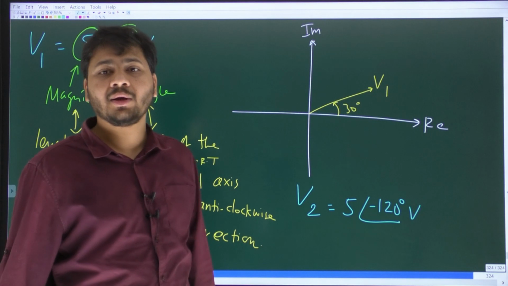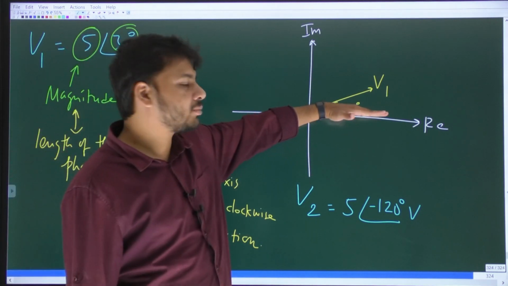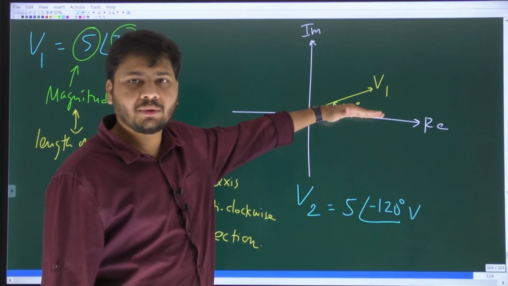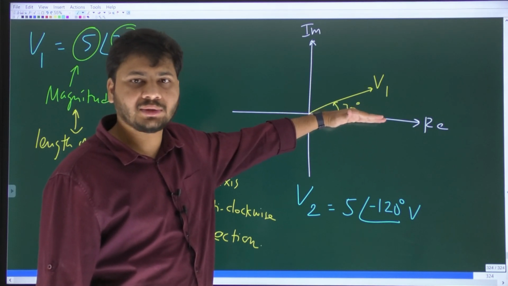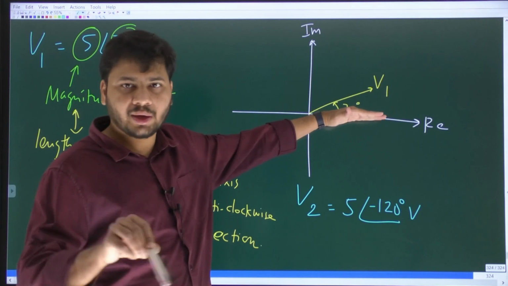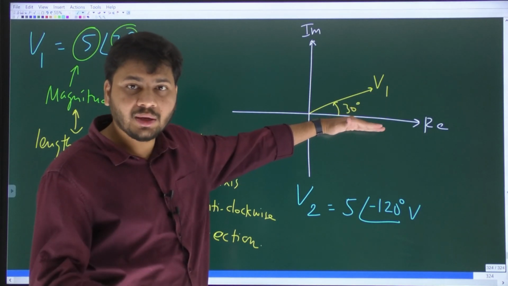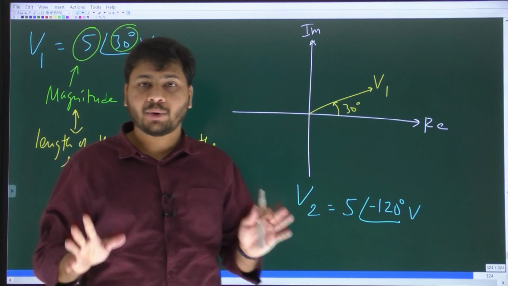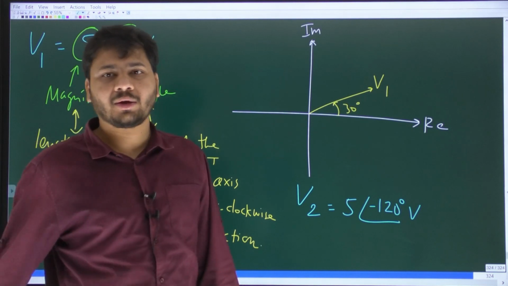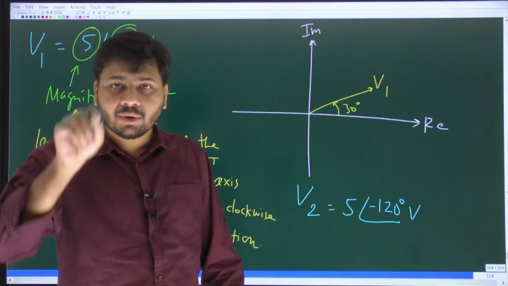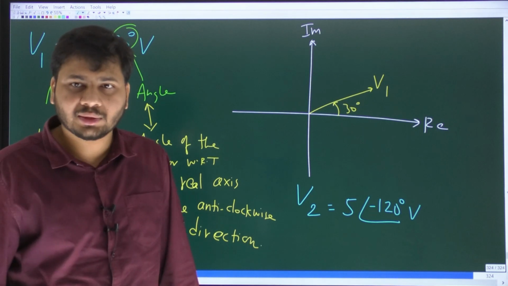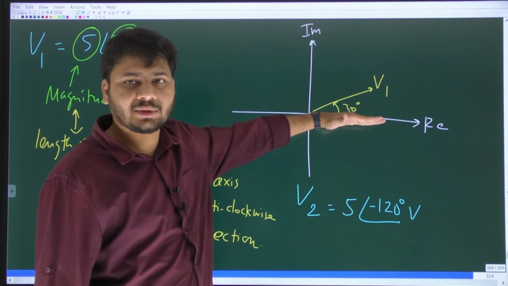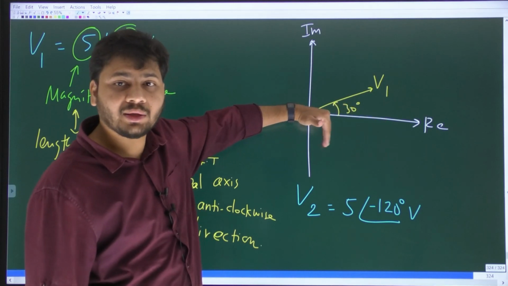Now the angle is minus 120 degrees. Again, you initially get aligned with positive real axis. Now once you get aligned with the positive real axis, then you should rotate by 120 degrees, but not in anti-clockwise, but in clockwise, since the angle is negative. Is it clear? So if the angle is positive, rotate in anti-clockwise direction. If the angle is negative, you should rotate it in the clockwise direction.